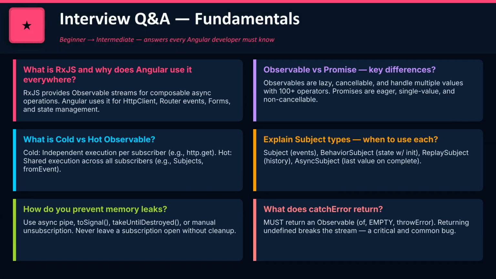Use signals for simple local state, template bindings without the async pipe, and computed values. Use RxJS when you need operators like switchMap, combining multiple sources, or managing WebSockets and complex async orchestration. Use toSignal and toObservable together for maximum power.